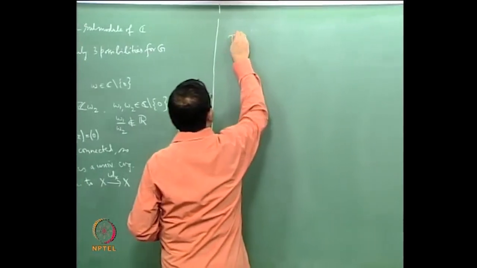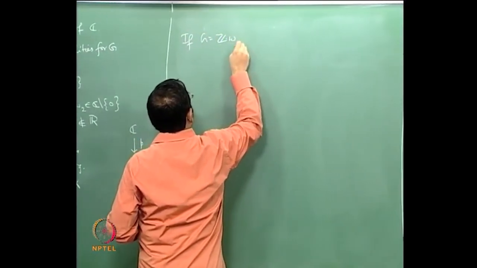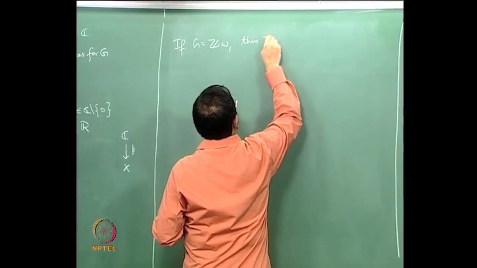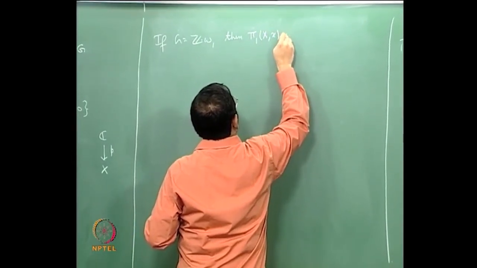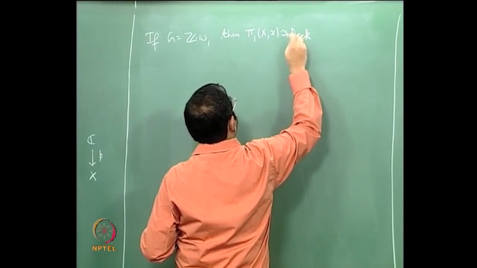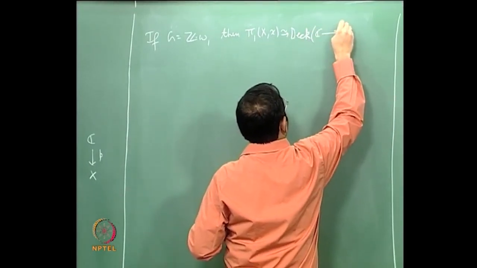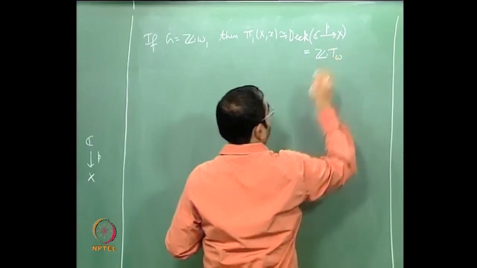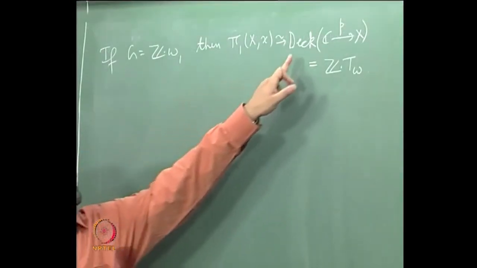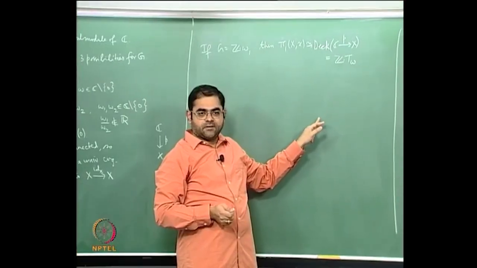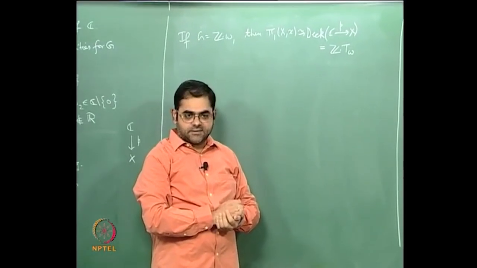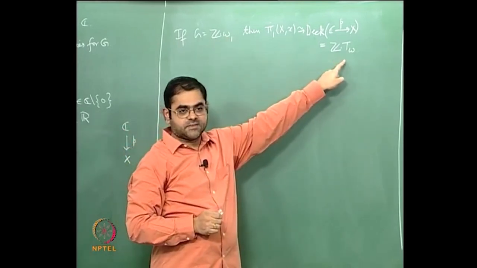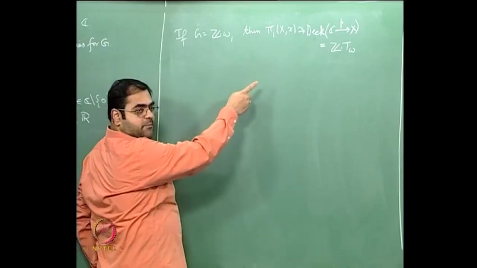So if G is Z dot omega 1, then what it means is that pi 1 of X is identified with the deck transformation group of this covering, and this is just Z times translation by omega, okay. Mind you, that is how we identified a deck transformation with a translation. We found that all possible deck transformations can only be translations, and the complex number omega corresponds to translation by omega. So this is what it is. And then what happens?